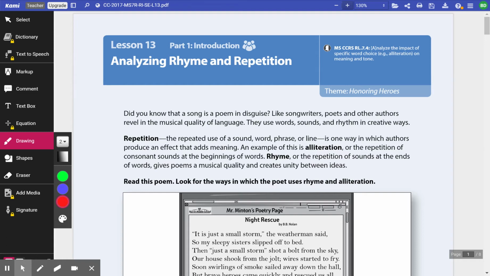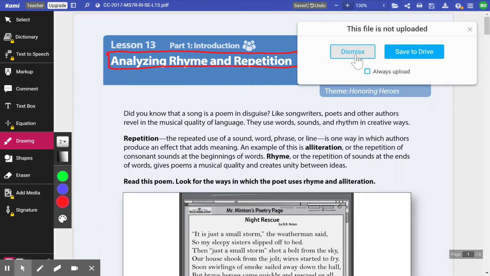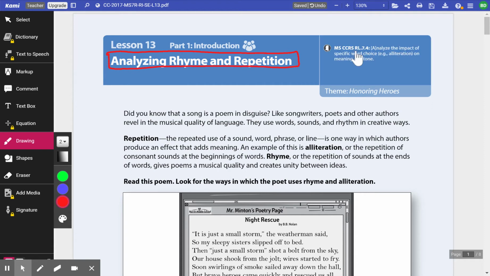All right, so the first thing I'm going to do, since this is a new lesson, is box in my title. And the title of lesson 13 is Analyzing Rhyme and Repetition. And after I have my title boxed in, I'm going to rewrite it up at the top so I can break it apart and analyze it.